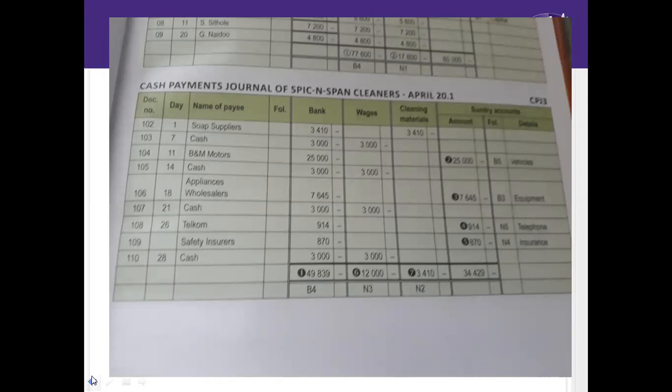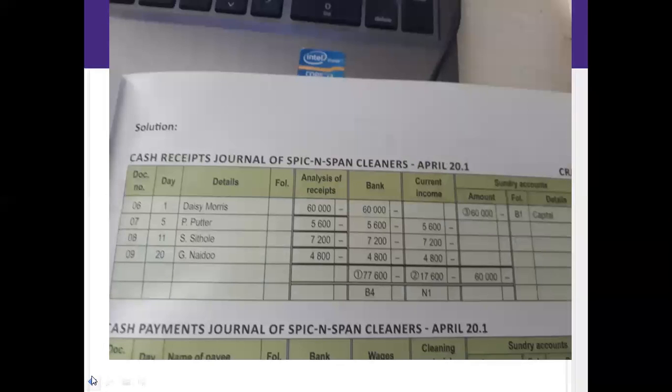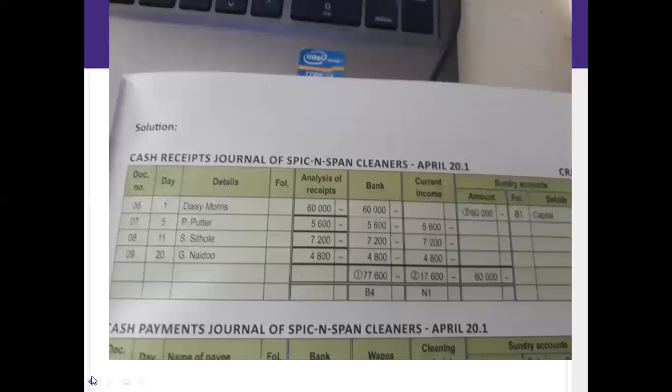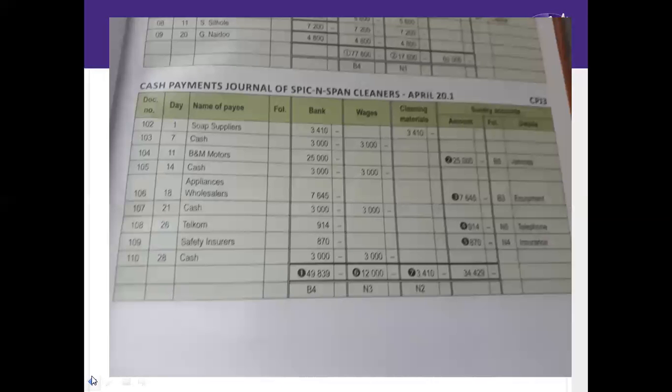Now you look for a name of a business in the transaction. And let me quickly go back so you can see the name. Soap Suppliers. 3,410 Rand in bank. And for what it was for: cleaning materials. There is a cleaning materials column. So then you write it in that specific column.